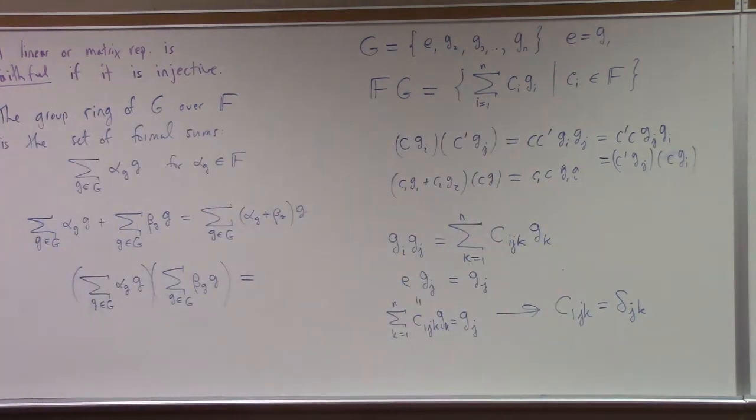What else? Well, I already said this, but he says the group ring FG is a vector space over F with elements of G as a basis. All right, great.